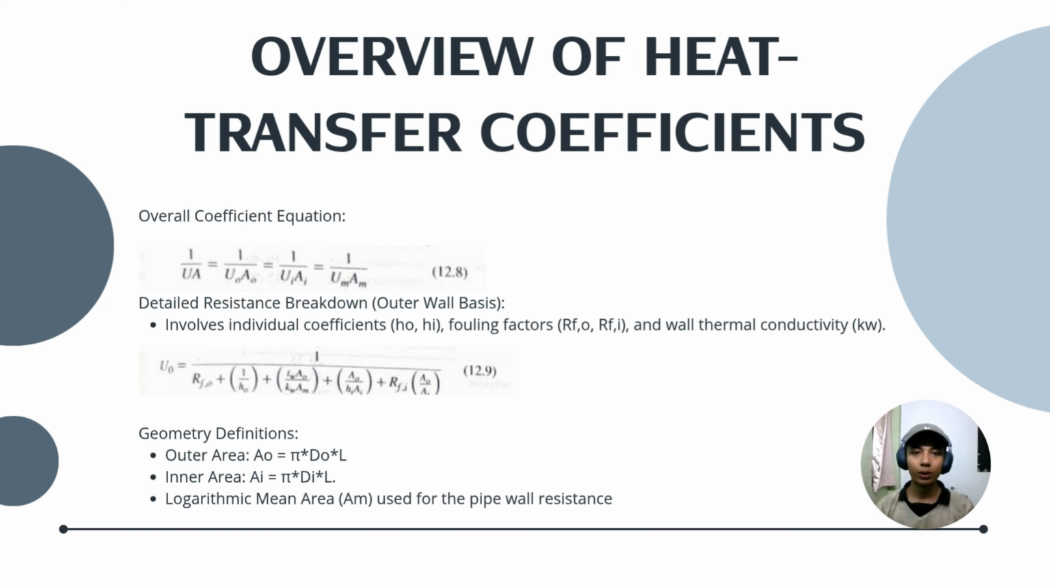As you can see, we use equation 12.8 and 12.9. We use a specific resistance equation to link the overall coefficient to individual factors. The calculation accounts for the outside fluid HO, the metal wall's conductivity KW, the inside fluid HI, and fouling factors RF. We also use logarithmic mean area for the wall thickness to ensure the cylindrical geometry of the tubes is accurately represented in our math.